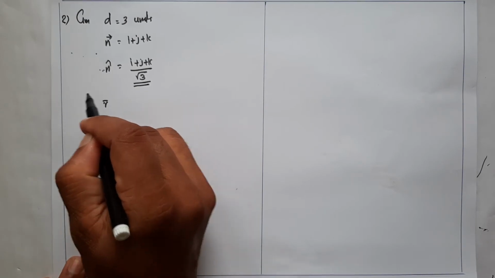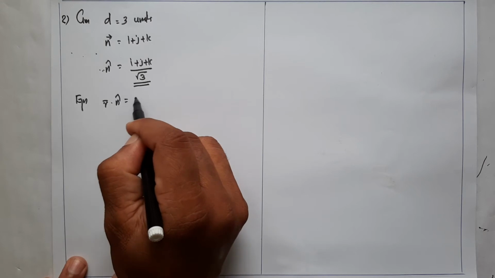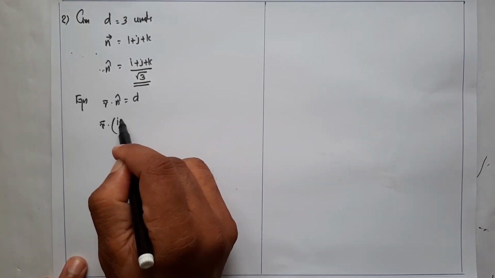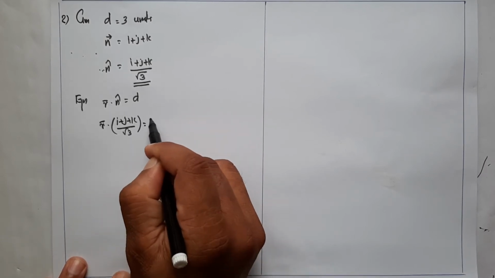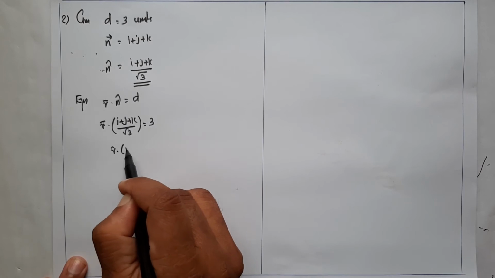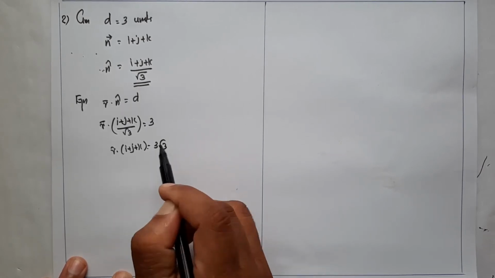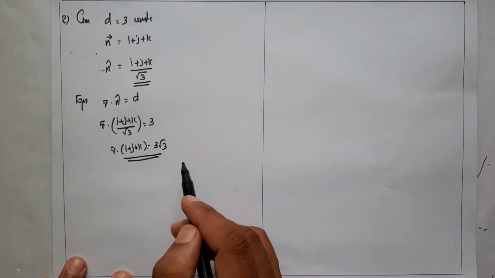Therefore the equation of the plane is R dot n cap is equal to D. It is vector R dot i plus j plus k divided by root 3 is equal to 3. So R dot i plus j plus k is equal to 3 root 3. That's all. It's a very simple question.